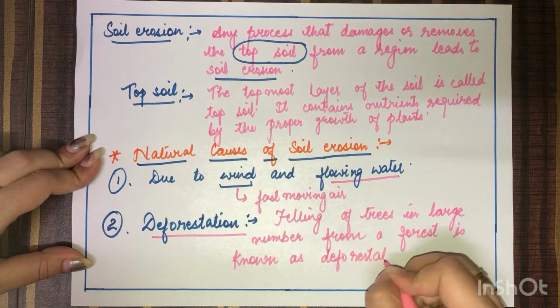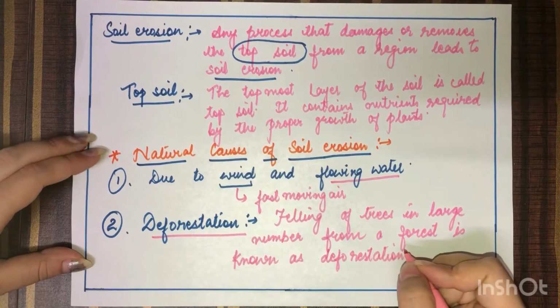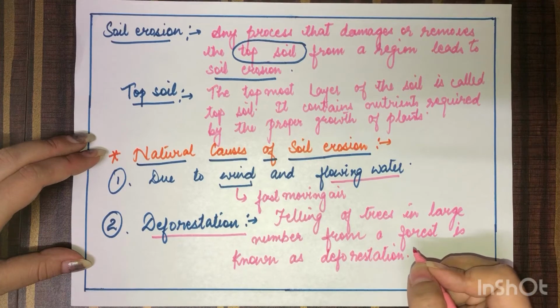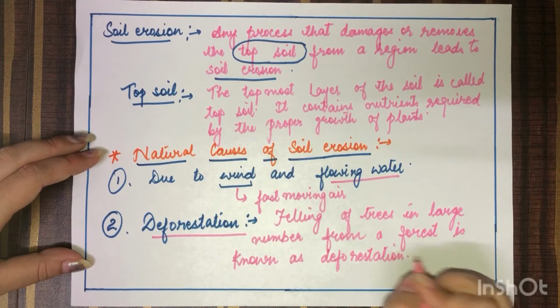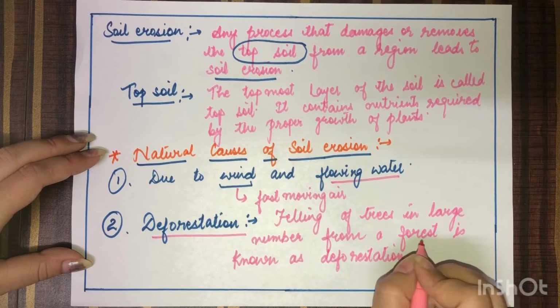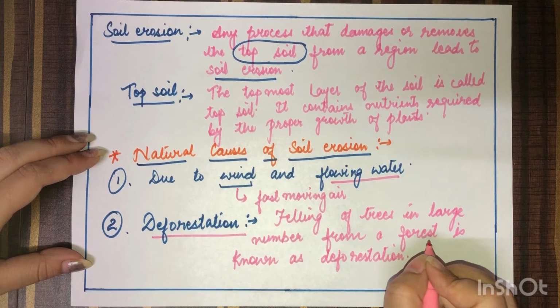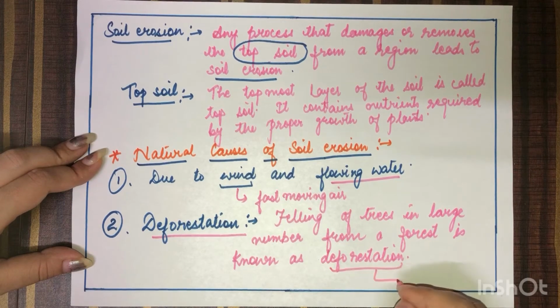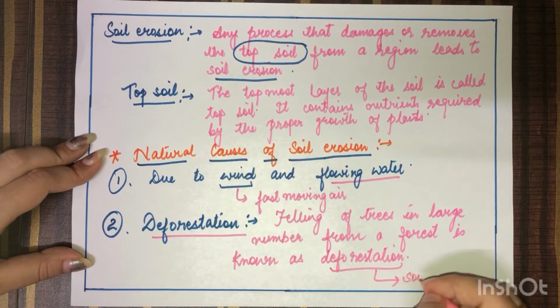Fine. Now what happens when a large area of forest is cleared for growing crops, mining, raising livestock or building roads? It gets exposed to wind and flowing water and the soil gets eroded. Fine. So I can say the deforestation leads to soil erosion. Moving on to the next one.